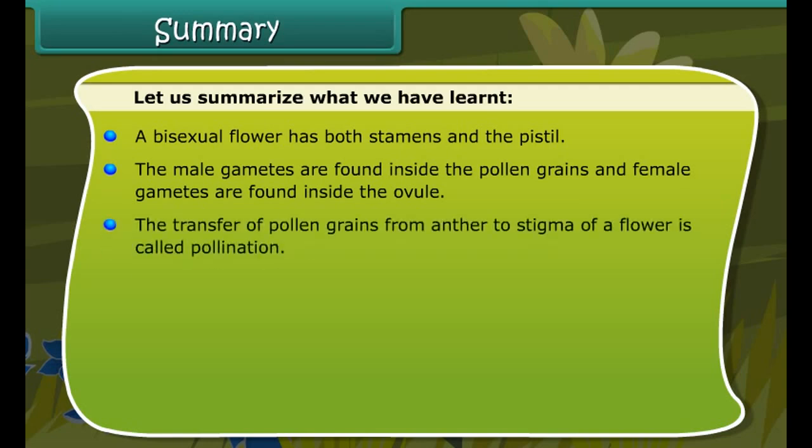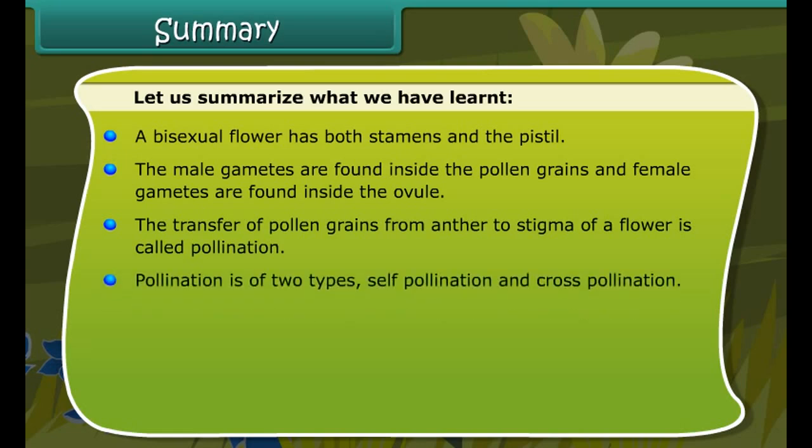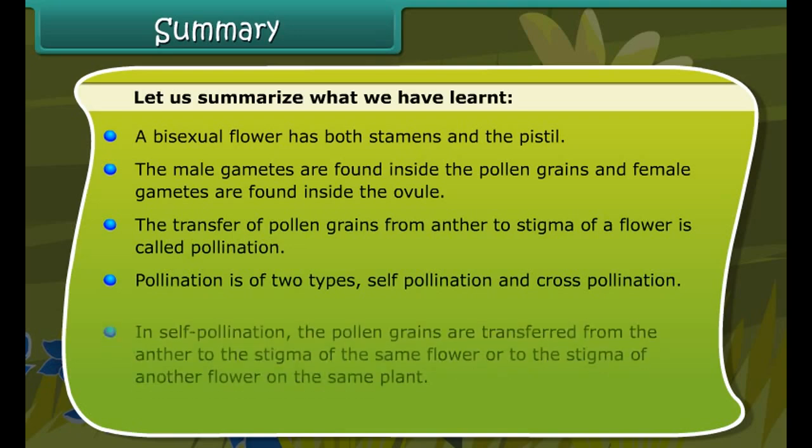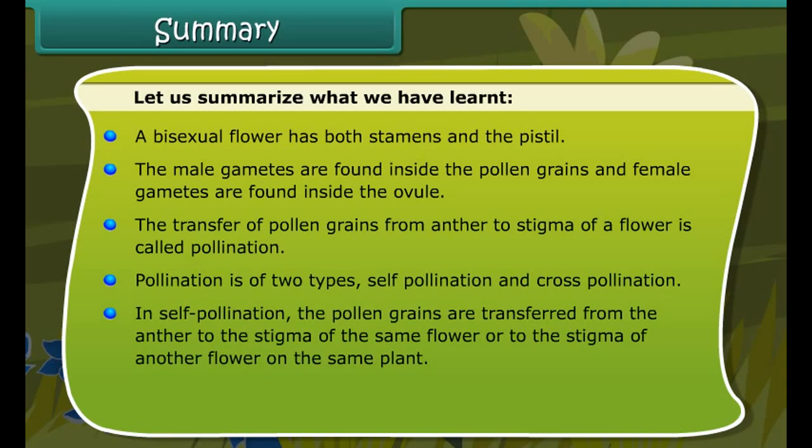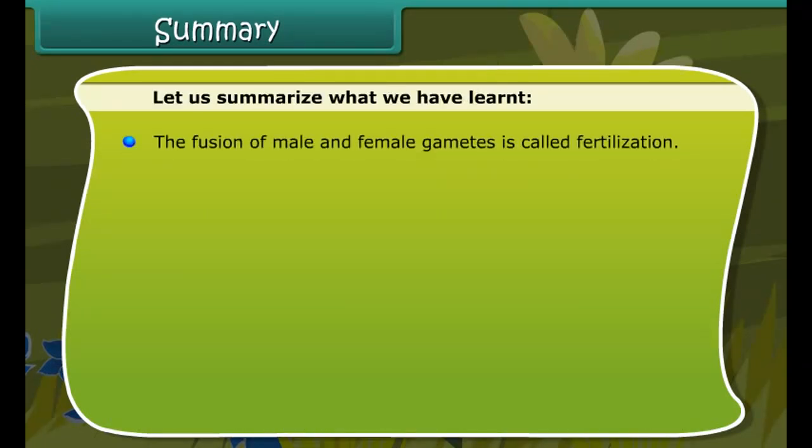There are different methods of asexual reproduction such as vegetative propagation, budding, fragmentation, and spore formation. In vegetative propagation, new plants are produced from the vegetative parts of a plant such as root, stem, and leaves. A unisexual flower has either the stamens or the pistil. A bisexual flower has both stamens and the pistil.